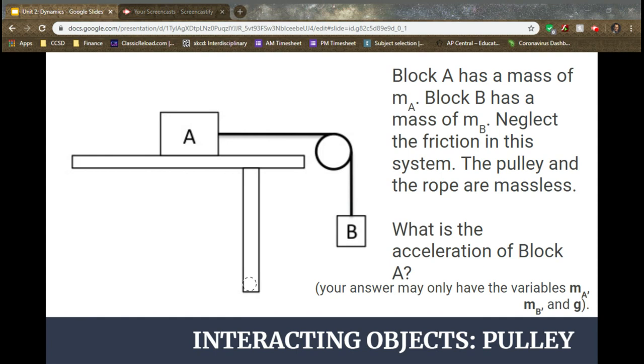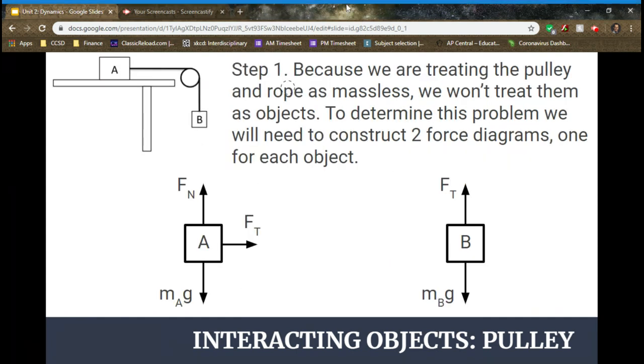All right, let's start with step 1. We're not going to treat the rope and the pulley as an object. So we only have two objects, so two force diagrams. This is the force diagram for mass A. This is the force diagram for mass B.